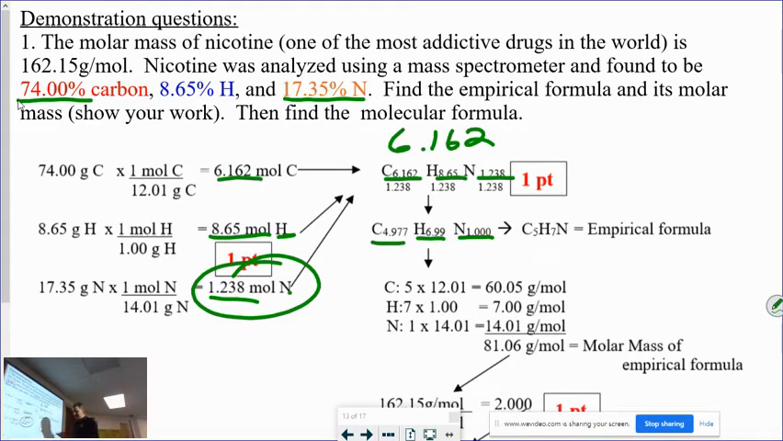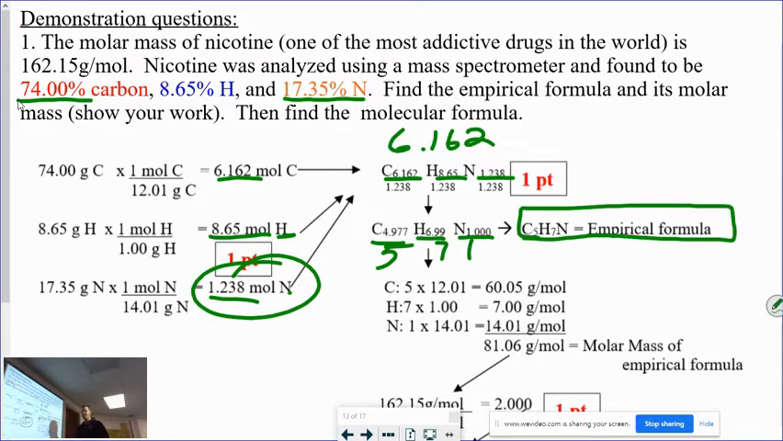It says for number 4, make sure the mole numbers are whole numbers. If the tenths place is a 9, you round up. If the tenths place is a 1, you round off. So for this C, the tenths place is a 9, so I can round this to a 5. In the hydrogen, the tenths place is a 9, so I can round this to 7. And in nitrogen, I can round that to 1. So I have 5 carbons, 7 hydrogens, and 1 nitrogen. And this is my empirical formula, the simplest formula I can have.